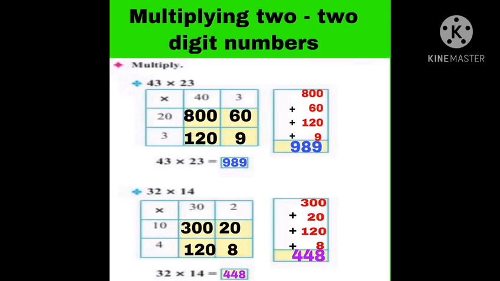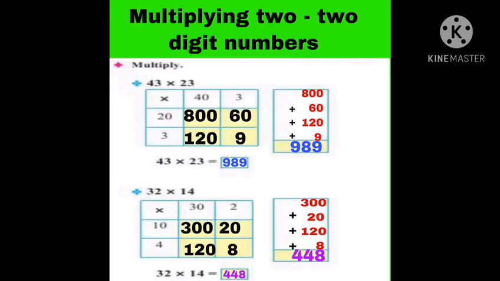In the next example, the question is given as 32 multiplied by 14. Same way we have to draw a box first, write the multiplication sign, which is compulsory, and split the number. Which number? 32. In the first box you will write 30 and 2, and down in the other boxes you will write 10 and 4. Let's multiply. 10 multiplied by 30, the answer is 300, and 10 multiplied by 2, the answer is 20. Then we have to multiply 4. So 4 multiplied by 30, the answer is 120, and 4 multiplied by 2, the answer is 8.